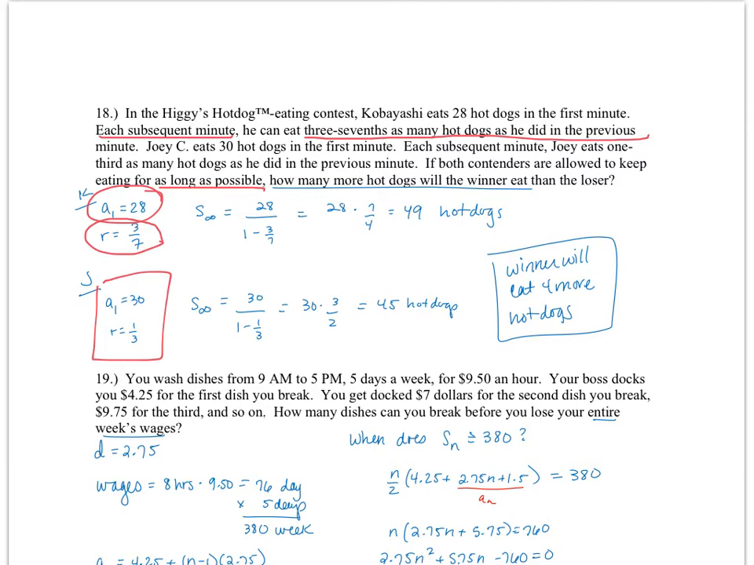Since our r values are between 0 and 1, the infinite sum exists, and we can use the formula that the infinite sum is equal to a1 over 1 minus r. And we go ahead and solve this for each of them. We get 49 hot dogs for Kobayashi and 45 hot dogs for Joey. And the question says if they're both allowed to keep eating for as long as possible, how many more hot dogs does the winner eat? And that's why the answer is 4 more hot dogs.